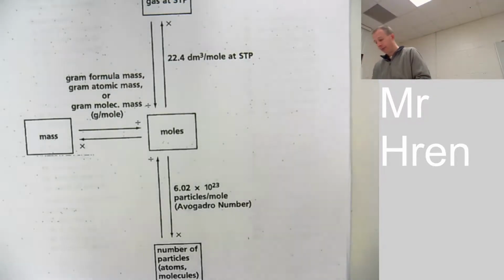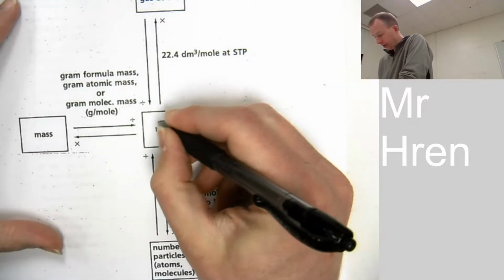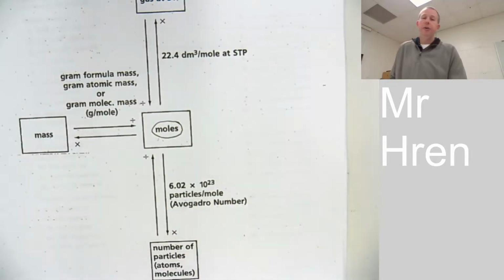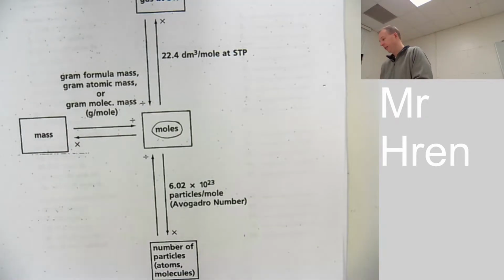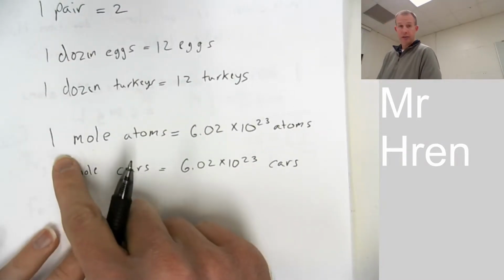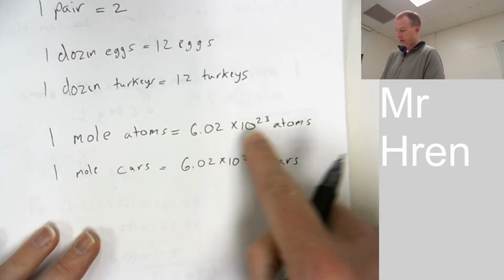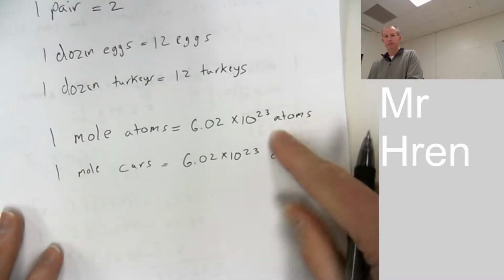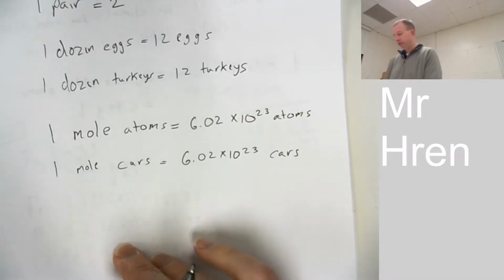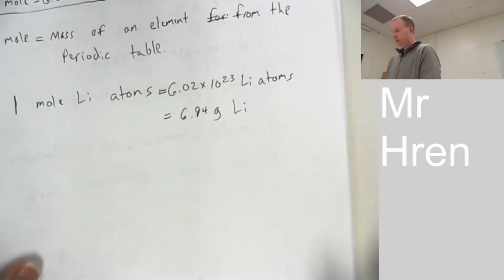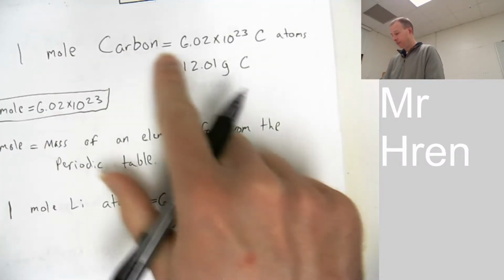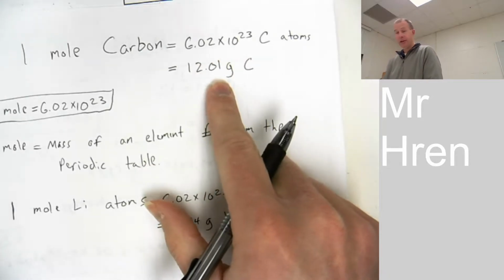So what we're going to be doing, you'll notice that there's moles in the middle. Now moles are, again, remember, the mole is this thing that allows us to relate the mass of an element to the number of particles that are present in the element. Remember, we said that 1 mole is equal to 6.02 times 10 to the 23rd atoms. It's a big number. And we also said that a mole of carbon is equal to this, but it's also equal to the mass.